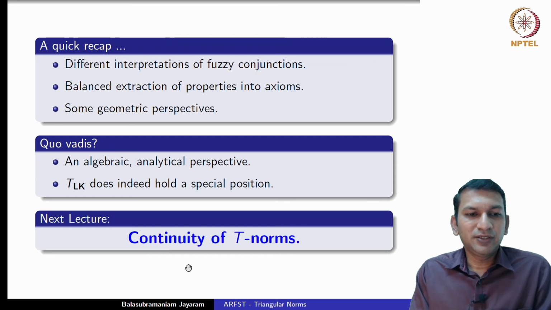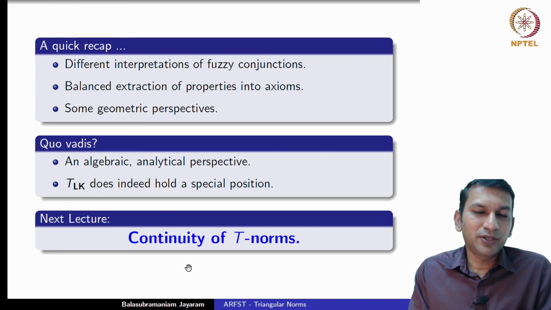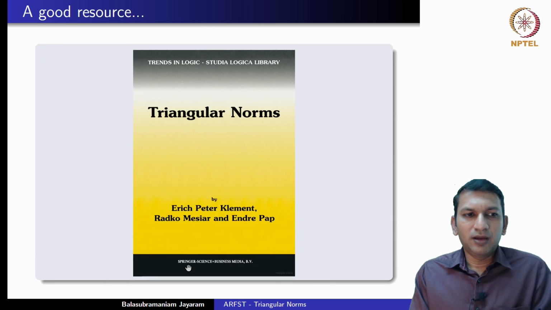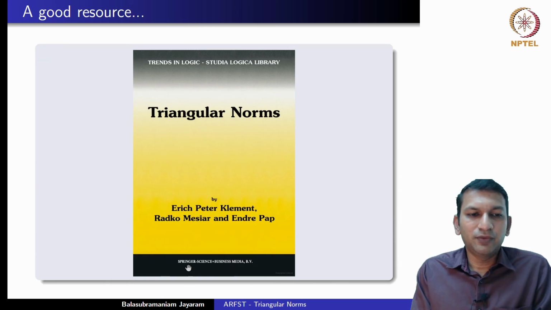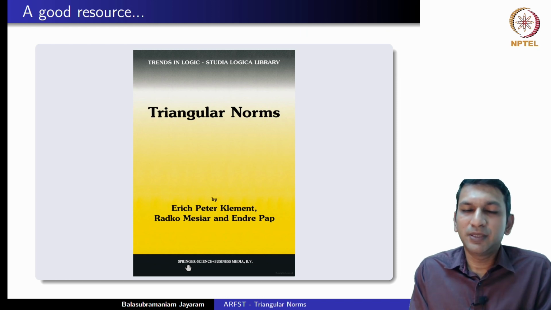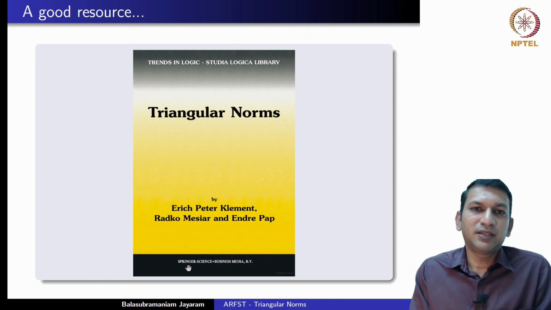In the next lecture, we will start with the analytical properties of t-norms, different types of continuity that are available on t-norms. And for this lecture, a very good source, if you want to turn to, would be the book by Tillmann Mesiar titled Triangular Norms.